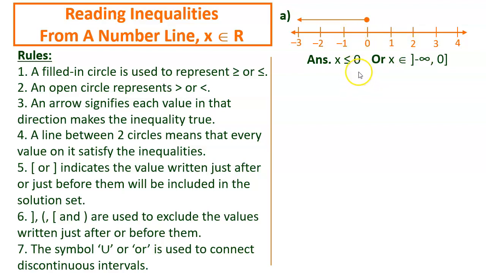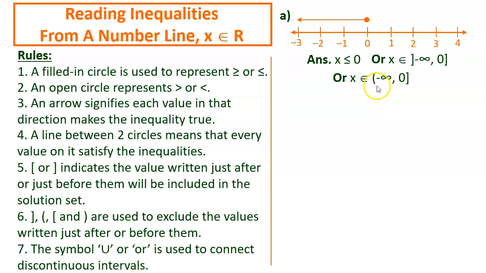And there is the third way as well. What is that? x belongs to. For these two expressions, you have to write x belongs to. For the first one, it is just x is less than or equal to 0. Over here, x belongs to, to exclude a number, either we use the square bracket or we use the parenthesis.